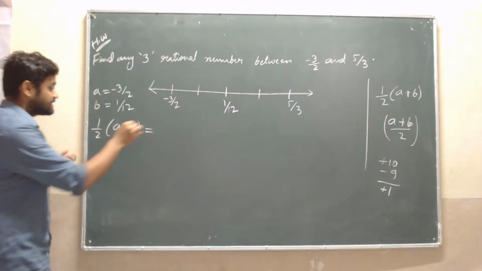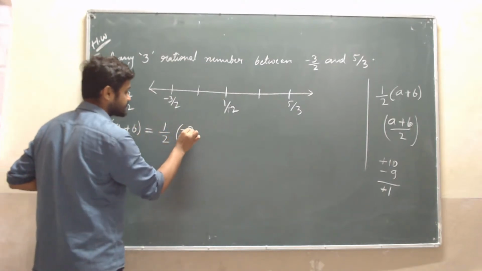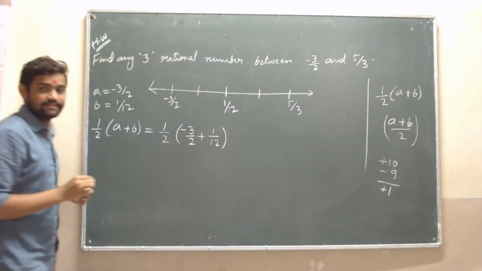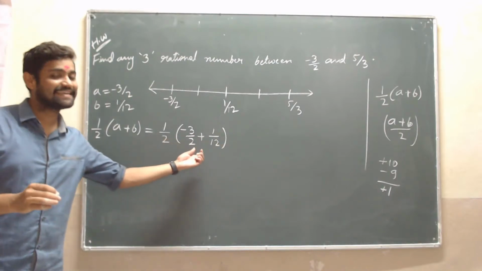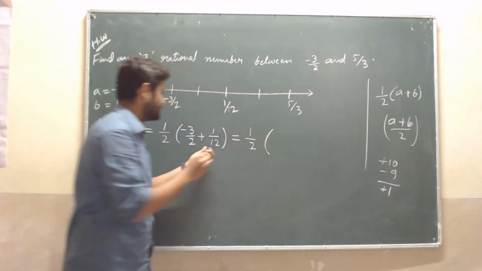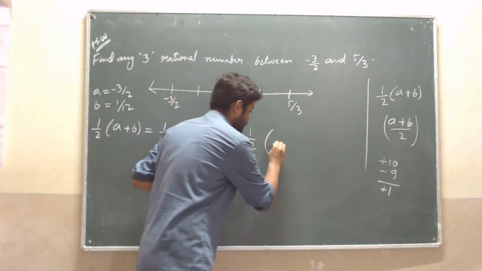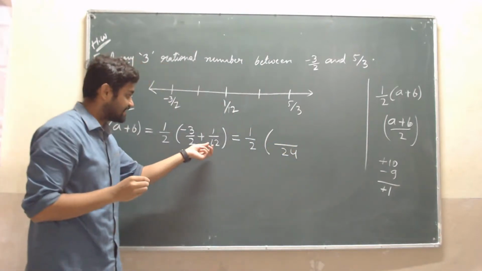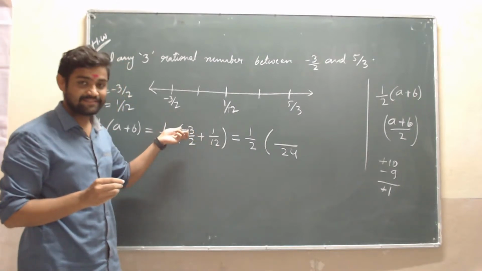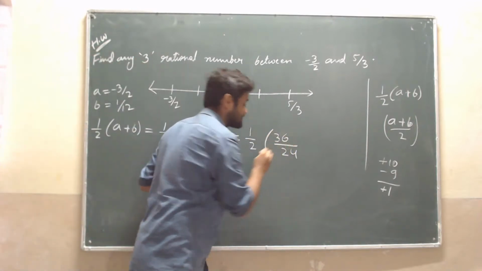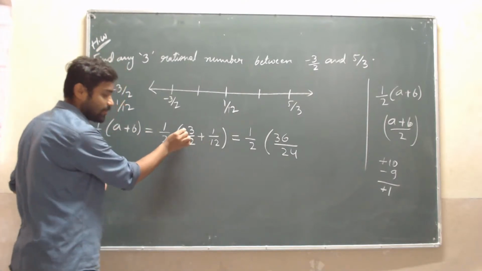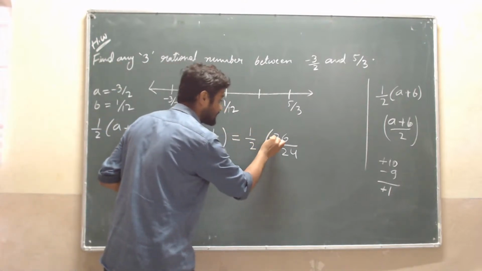Then a is minus 3 by 2 plus b is 1 by 12. Then what do we have to do? We have to take the LCM. 1 by 2 as it is, 12 2s are 24. Then 12 3s are 36. Which 36? Minus 36. Why, sir? Because we are multiplying plus into minus, that's why we get minus 36.